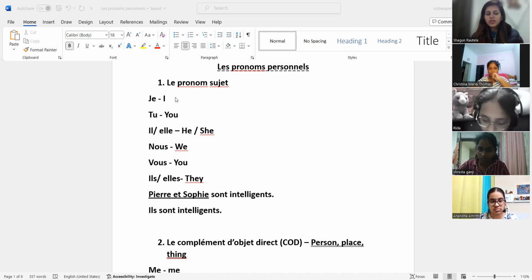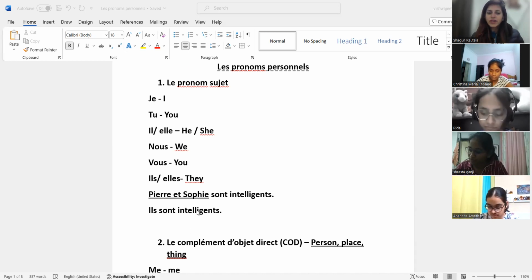Pronom sujet. So that's the table of pronom sujet. Je, tu, il, elle, nous, vous, ils, elles, plural. And how do you write subject pronouns? Subject pronouns are always written in the starting of the sentence. Like I've already given you one example: Pierre et Sophie sont intelligents. So Pierre and Sophie, one boy, one girl.